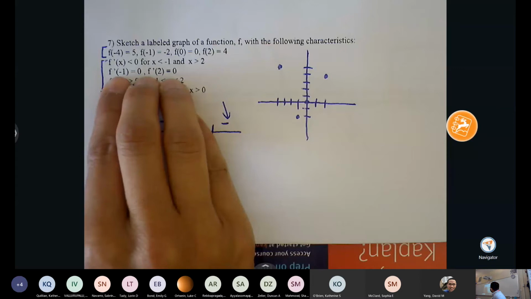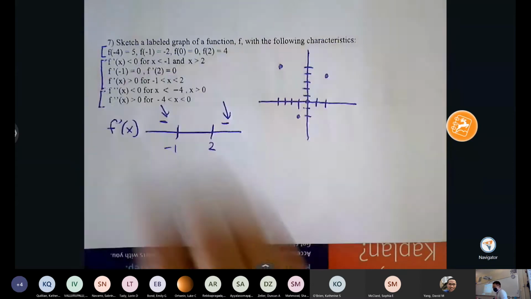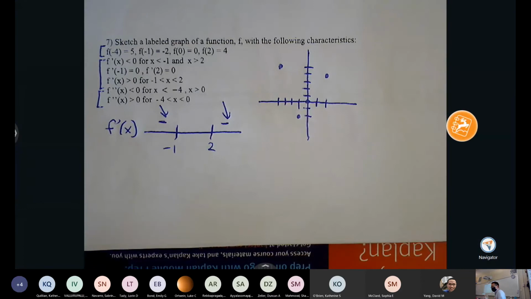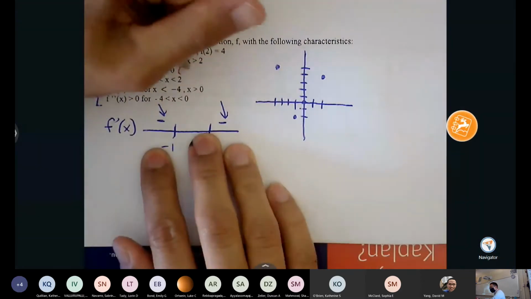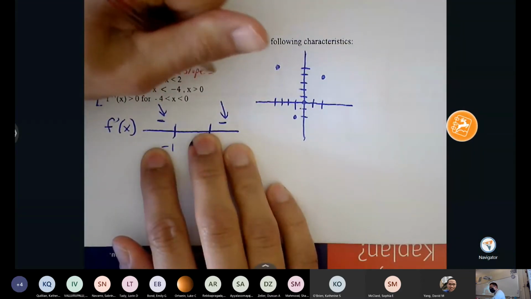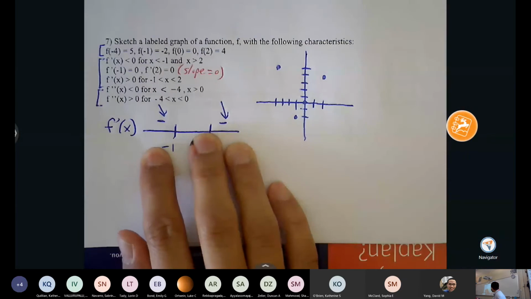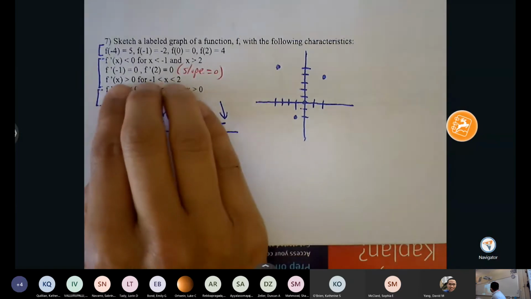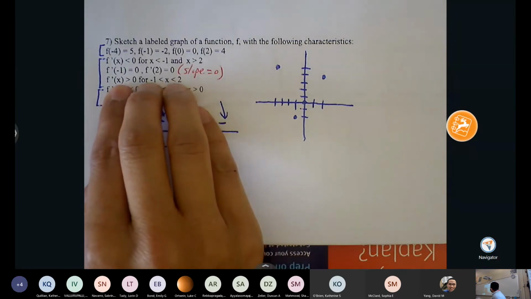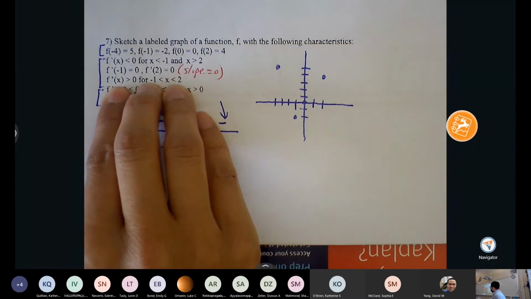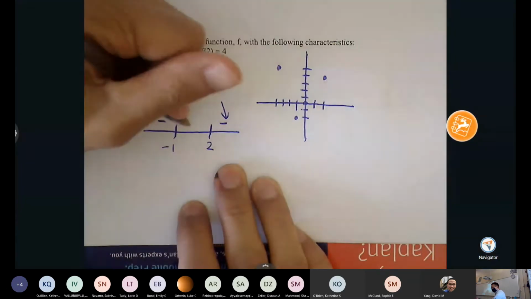All right, what does the next statement tell us? Slope is 0. Good. x is equal to negative 1 and 2. Smooth curve, right? Smooth curve, slope zeros. Okay, no sharp turns. Okay, next statement. Slope is positive between negative 1 and 2.